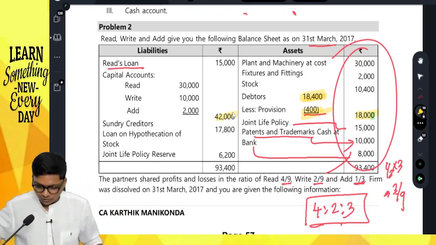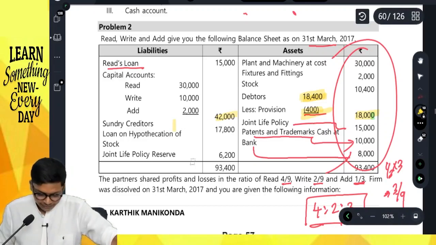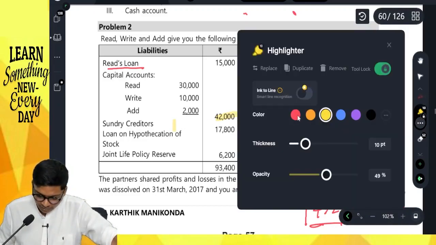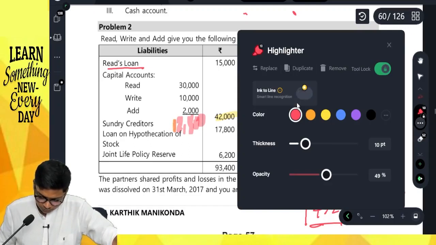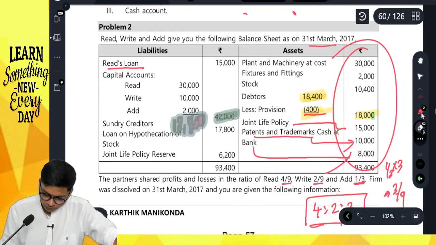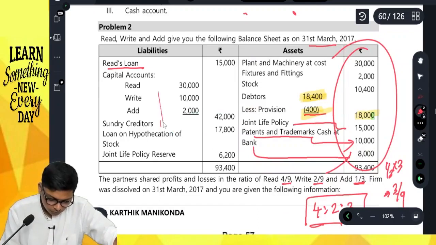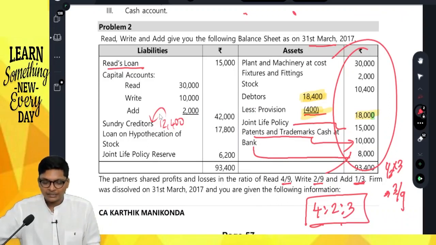Okay, I'm not able to find the question. Let's not waste time. What is the balancing figure coming? 12,000. We will keep it as creditors. Let creditors be 12,400. Loan 17,800. It should be 12,000. 12,400 is your creditors, guys. Just write that somewhere so that now your balance sheet will tally.